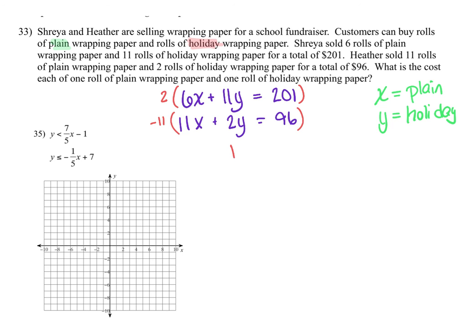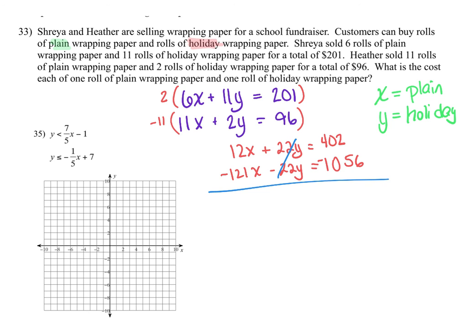So 2 and 6 are 12. 2 and 11 are 22. 2 and 201 are 402. Negative 11 and positive 11, negative 121. Negative 11 and positive 2, negative 22. Negative 11 and 96 are negative 1,056. Oh, that's a negative there. Yeah, that's why I said it was hideous. All right, these cancel. It's such an eyesore for some reason to stare at.